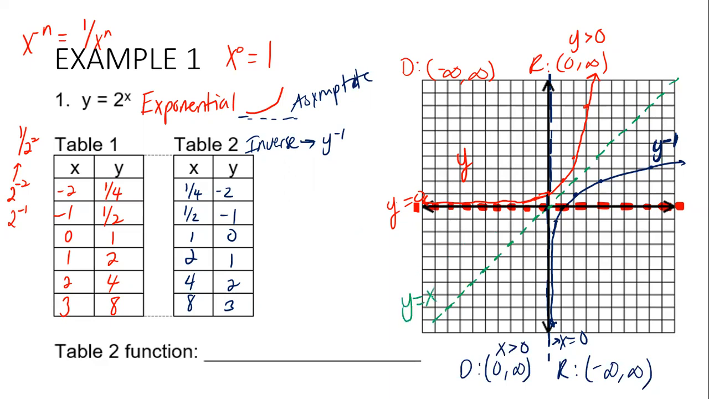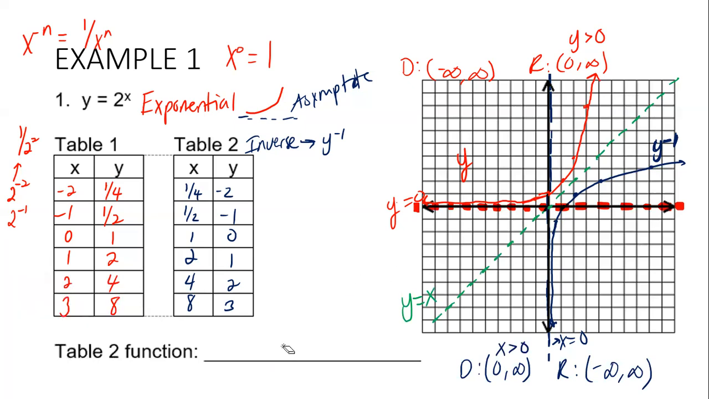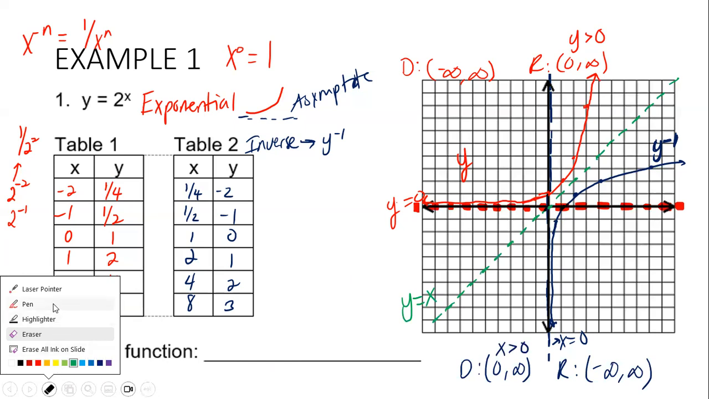This means that they're the same distance from that line. If I could fold it along that diagonal, they should lay on top of each other, right? It's our axis of symmetry for inverses. Or not axis, line of symmetry. It's not an axis. Line of symmetry.